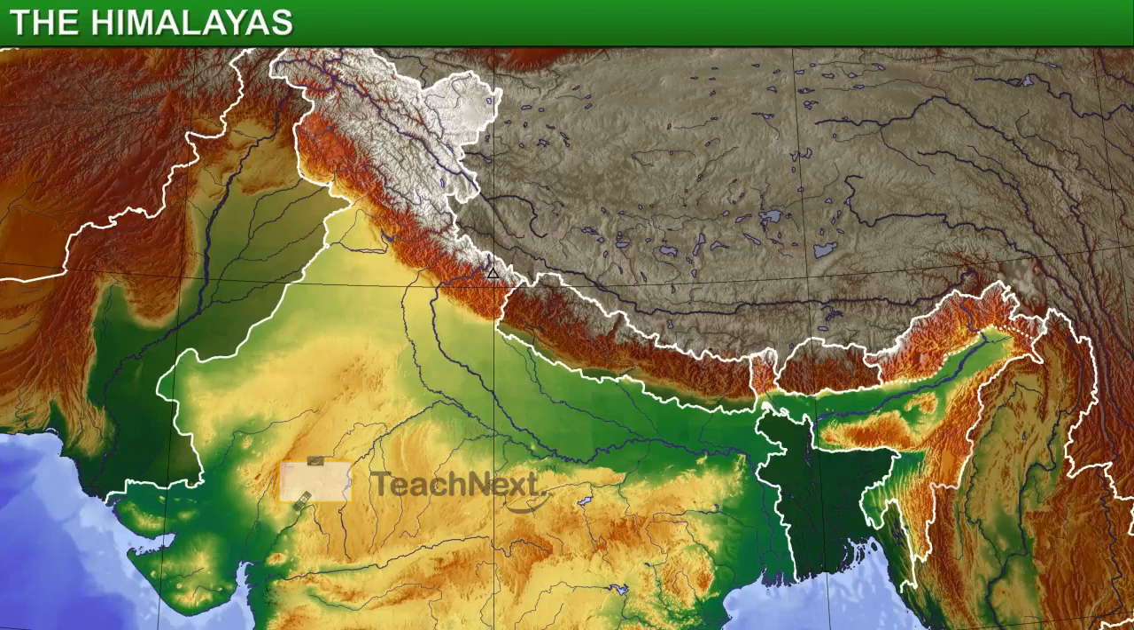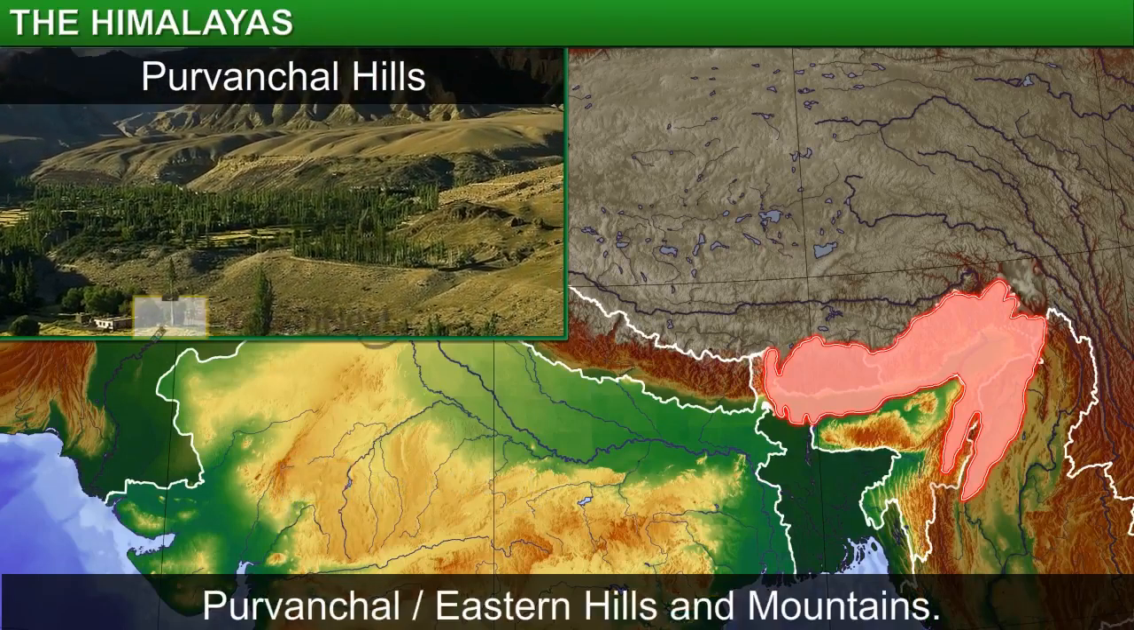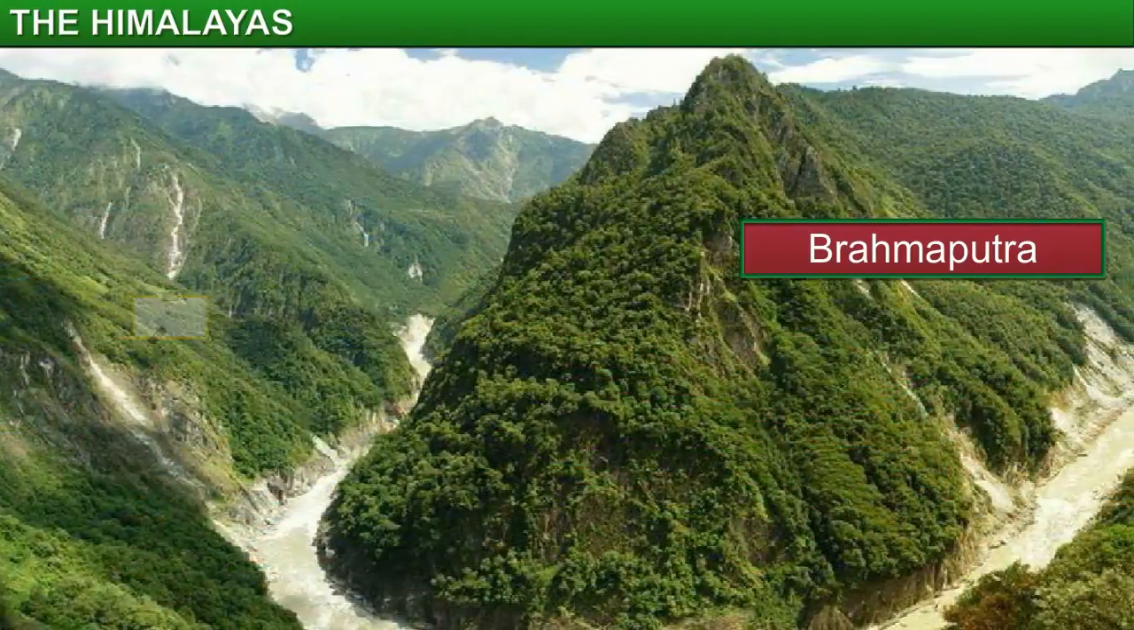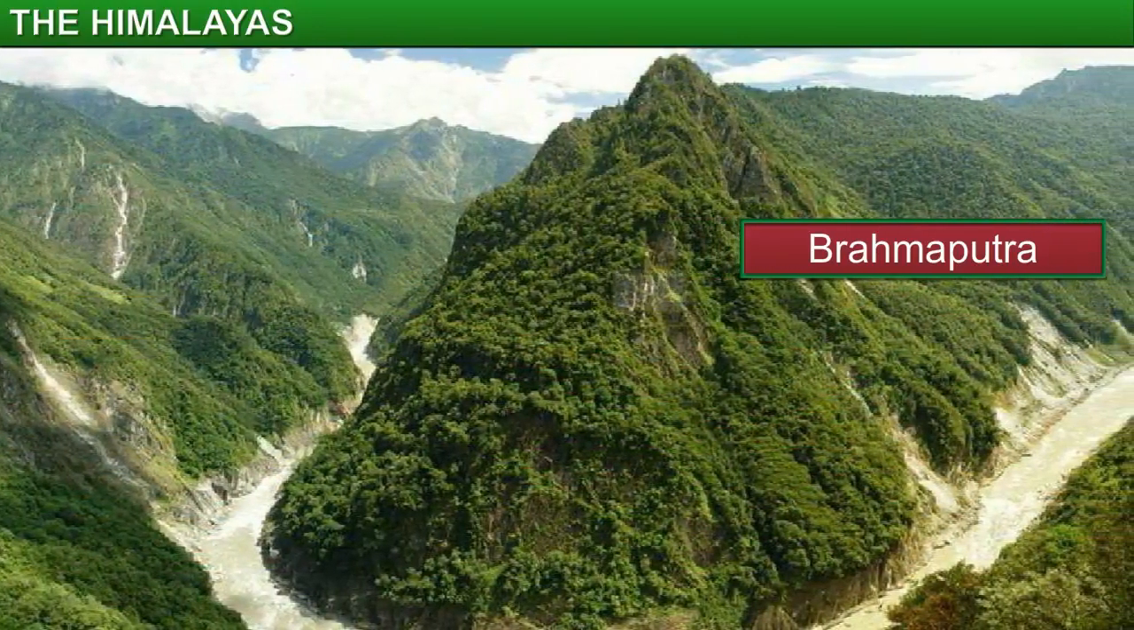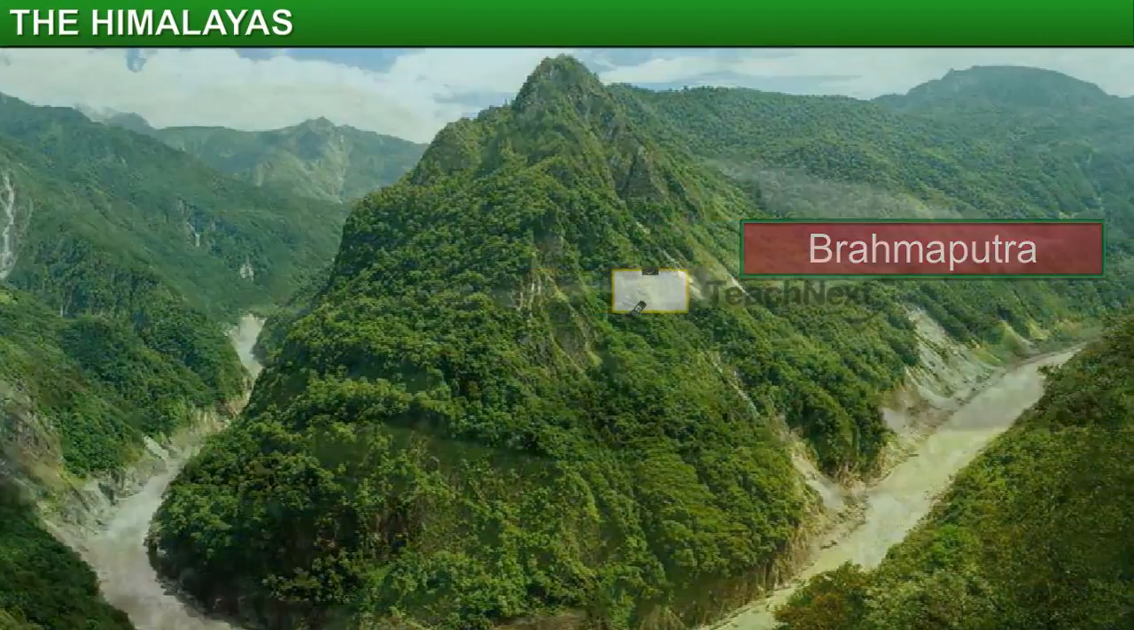As we move east, we come to the division of the Himalayas called the Puravanchal or the Eastern Hills and Mountains. The Brahmaputra forms the easternmost boundary of the Puravanchal region. The Brahmaputra breaks through the Himalayas to form some deep valleys or gorges. One such gorge is the Dihang Gorge in Arunachal Pradesh.